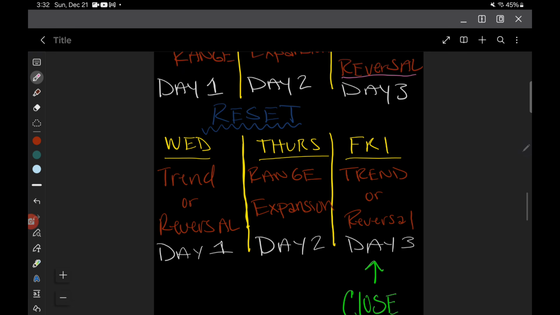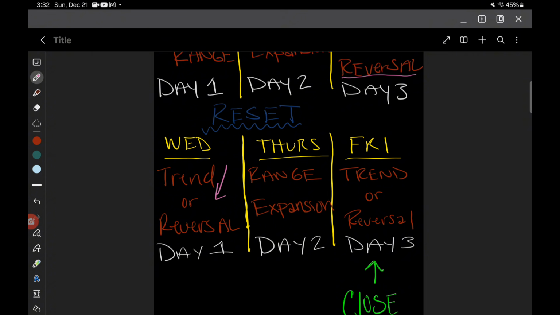Now, Wednesday also resets the week, and it resets it back to day 1. All right. So now Wednesday is day 1. We automatically know that it was a trend or reversal day from the cycle before. So Wednesday, day 1. All right.